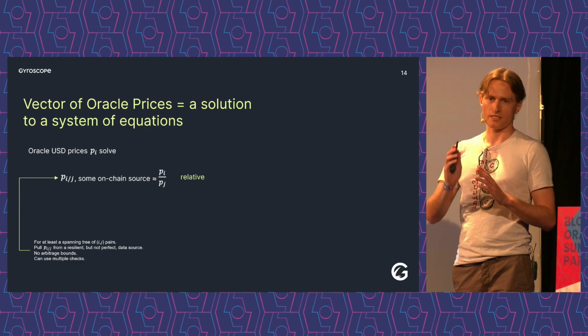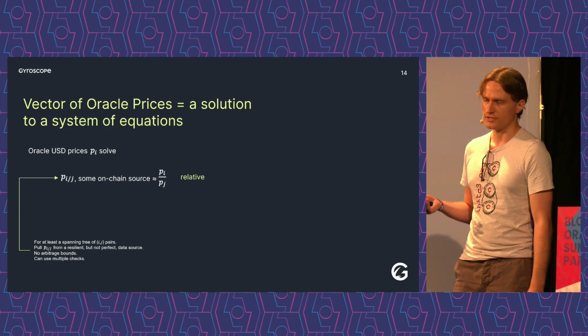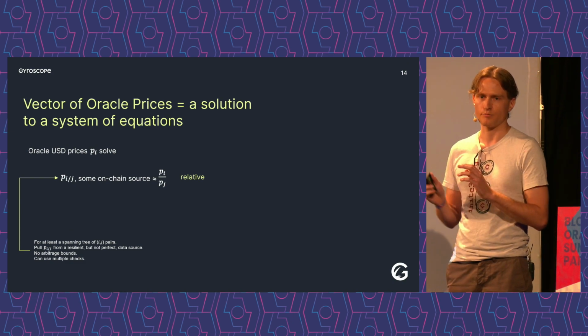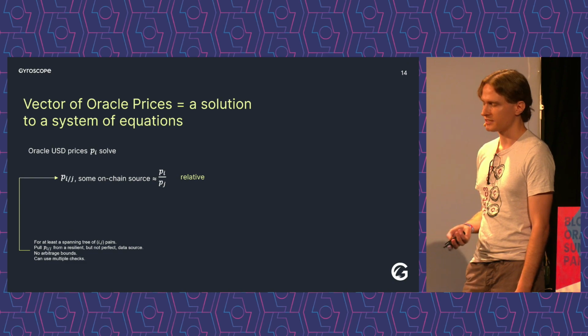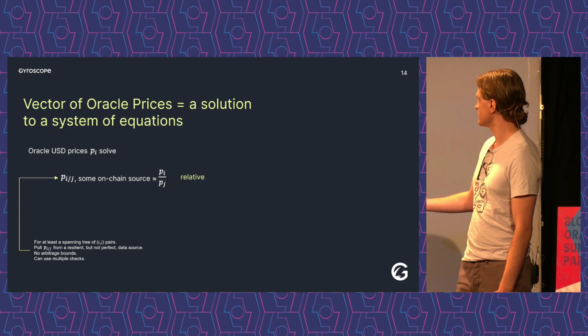You need each asset to be covered, and you need something that looks like a spanning tree of the different assets in terms of which DEX pairs you need to be comparing against. And so that's part of the calibration as well for this system.